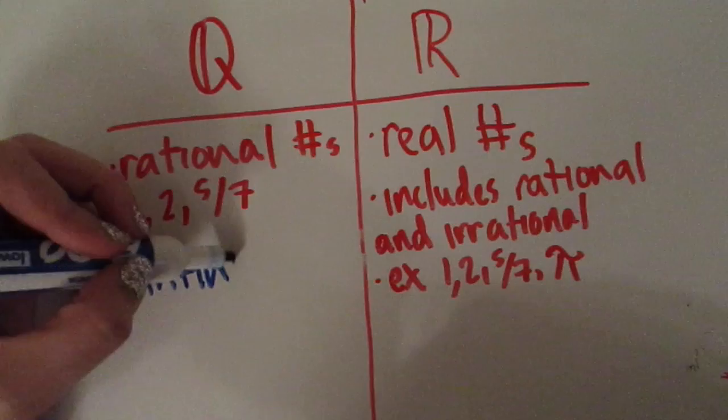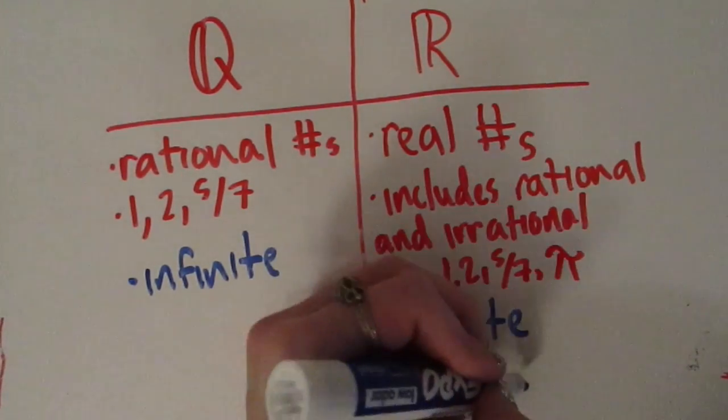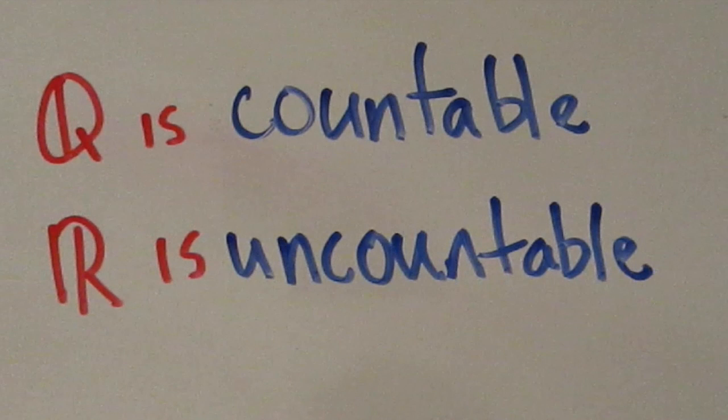Both rational numbers and real numbers are infinite, but is one of them bigger than the other? To answer this, let's look at their types. Rational numbers are countable, while real numbers are uncountable. Cantor's diagonal argument proves this categorization. Let's start with rational numbers.